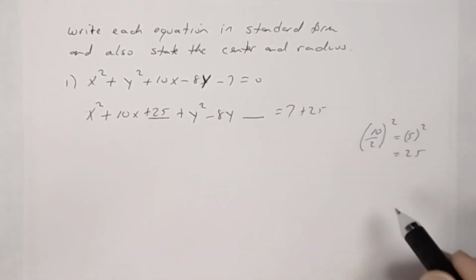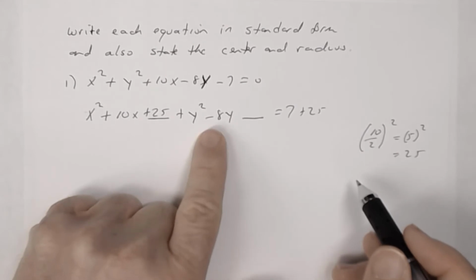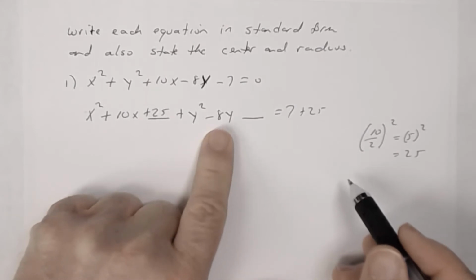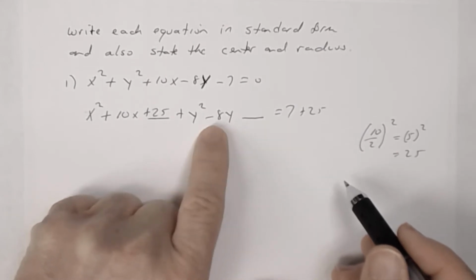All right, let's do the y. All right, now be careful. So the coefficient of y here is a negative 8.